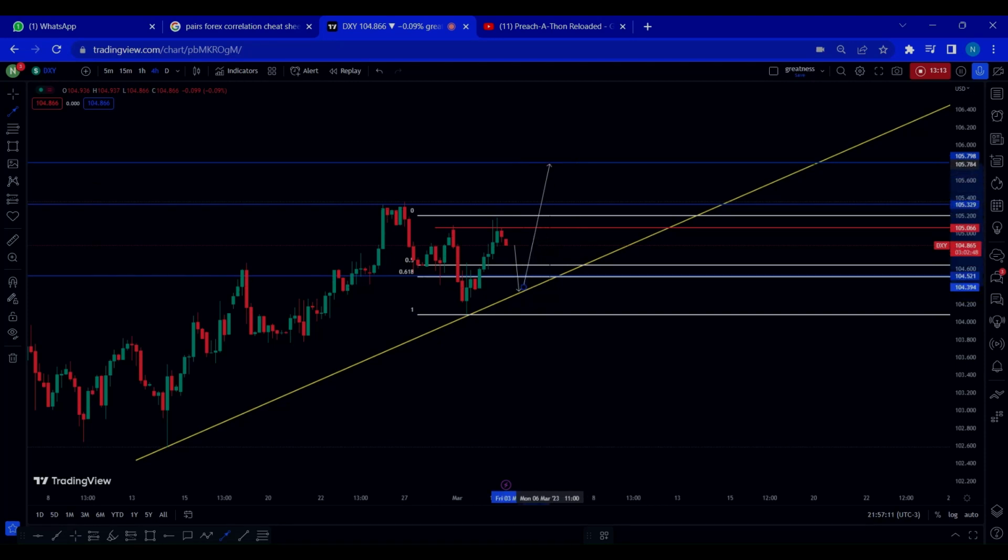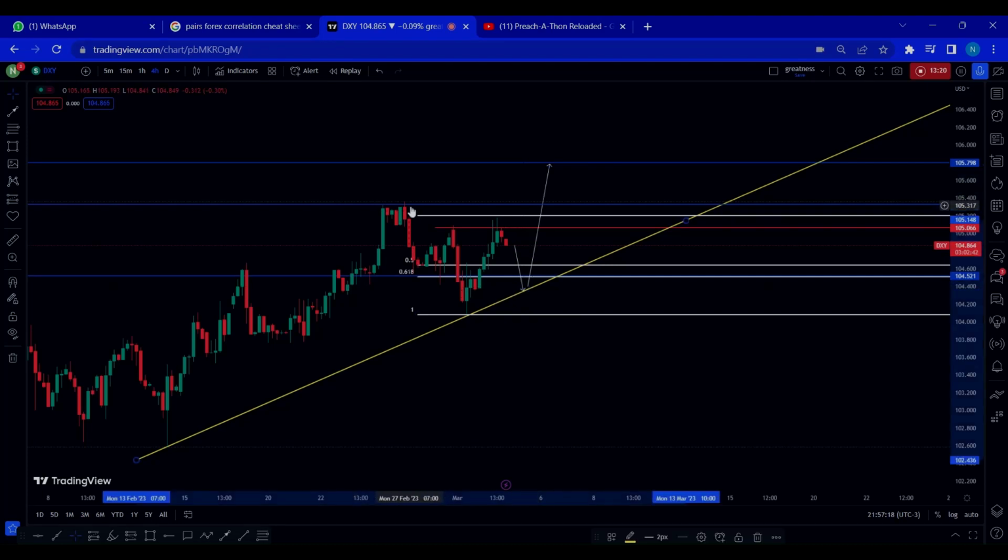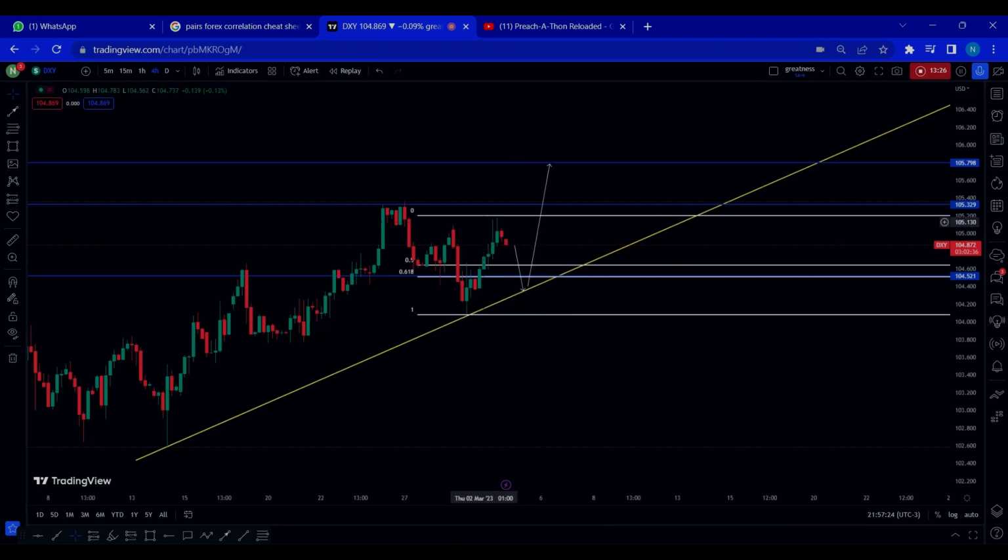I'm expecting buys, and I'm expecting us to take out this high, to take out that high, right? But my first TP, where will my first TP be? This is very simple then.